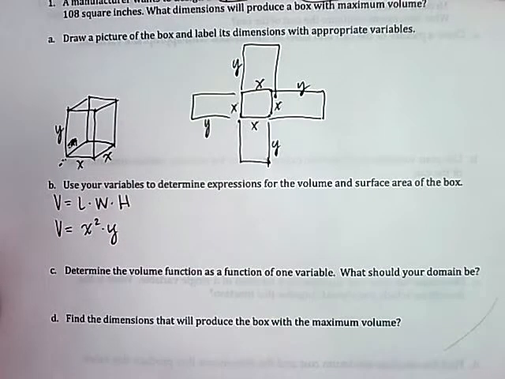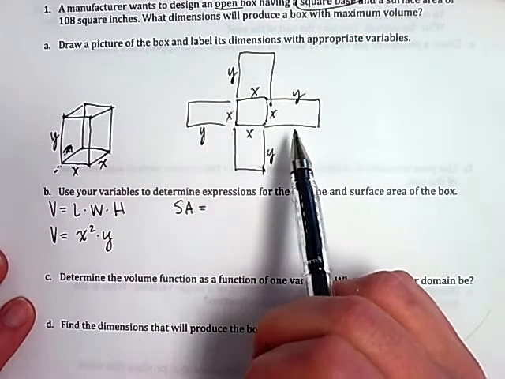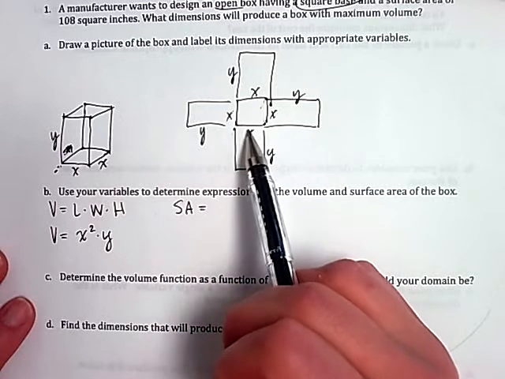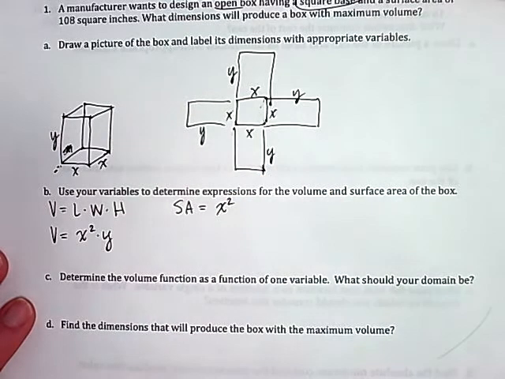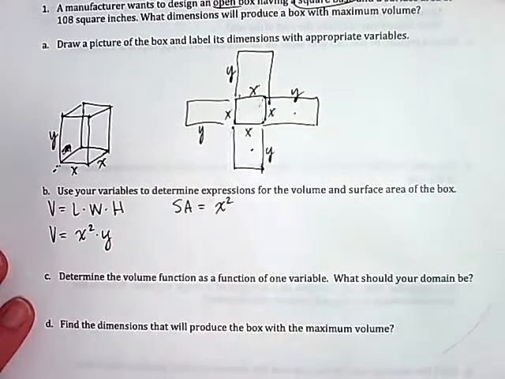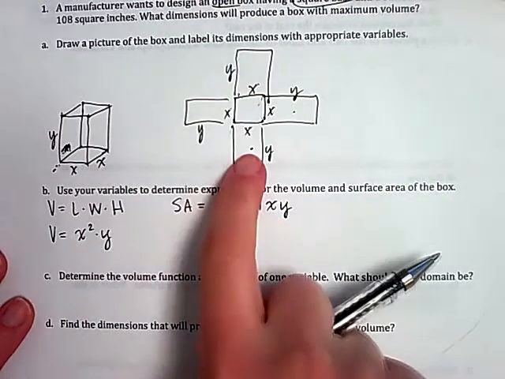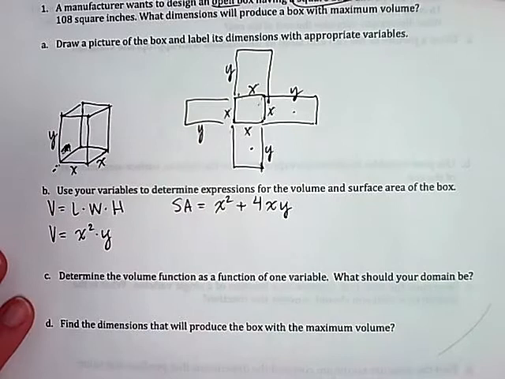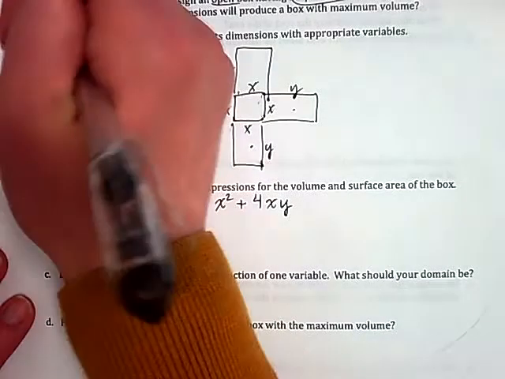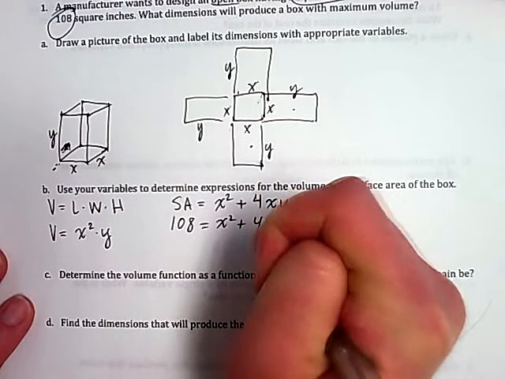From there, let's think about a surface area formula. For surface area, there are 5 different rectangles, and I'm adding up the area of each. There's 1 square, so the area of that 1 square is x times x, or x squared. Then there are 4 of the exact same rectangle, which have a length of x and a height of y. So I would say plus 4xy, representing these 4 rectangles that each have an area of x times y. That's my surface area formula, and I also have a specific value for the surface area that's set. It's 108, so I might as well say 108 equals x squared plus 4xy.